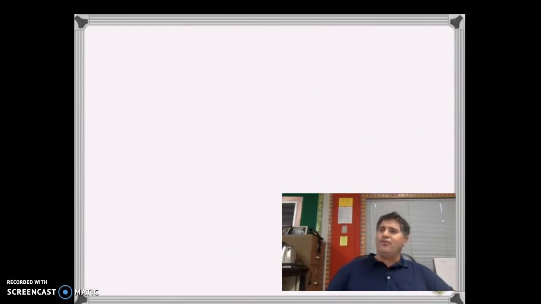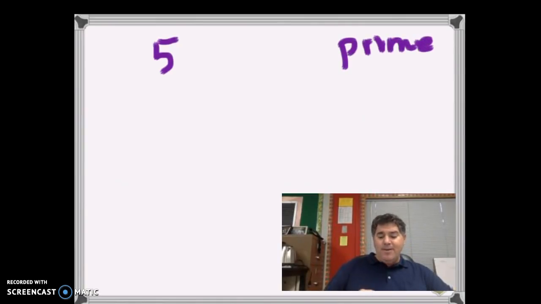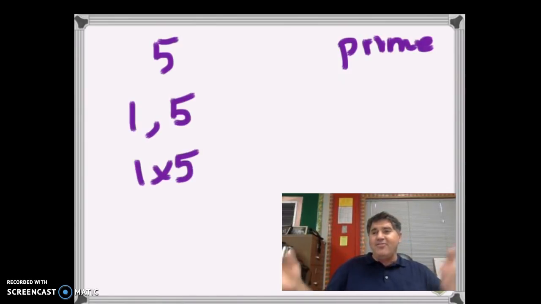Now there are special numbers called prime, and we talked a little bit about those. Some of the numbers that are prime, like the number 5. Number 5 is a prime number. And why is it prime? Because if you think about the factors, it has 1 and 5. Those are the only factors. 1 times 5. You can't say 2 times 3. You can't say any other multiples that go into 5. It only has 1 and itself. So that means that it's a prime number.